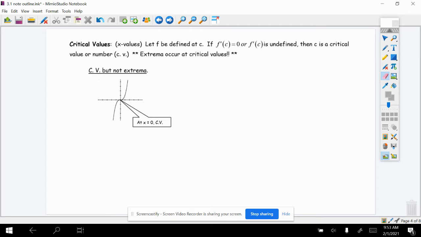So here's what a critical value is. First of all, it's an X value. So when you're asked to find critical values, you are asked to find X values. And they are going to be the X values where the derivative equals 0 or the derivative is undefined. So we can look at these graphically. I'm going to talk to you about graphically, and I'm also going to talk about algebraically in this video. So we are going to look at a graph and figure out what would make it have a 0 derivative. With a 0 derivative, keep in mind that is a horizontal tangent line.